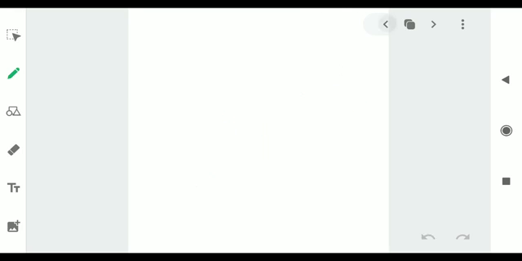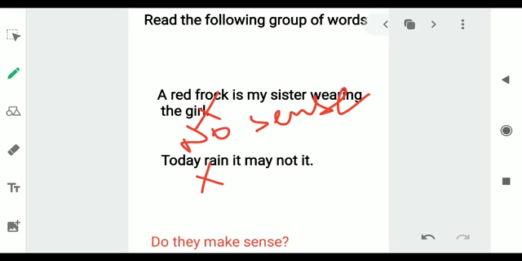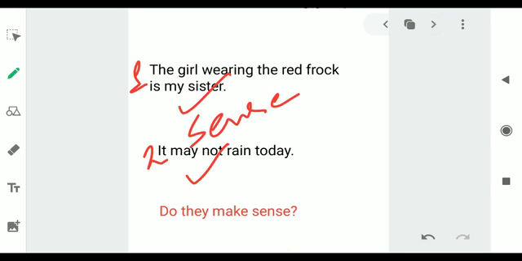So what is the difference between these group of words and these group of words? Yes, this one is not properly arranged, and that is the reason it is not making any sense. But this one, it is properly arranged. The group of words are arranged in a proper sequence, and so they are making proper sense. Such group of words which are properly arranged and give out complete meaning are known as a sentence.